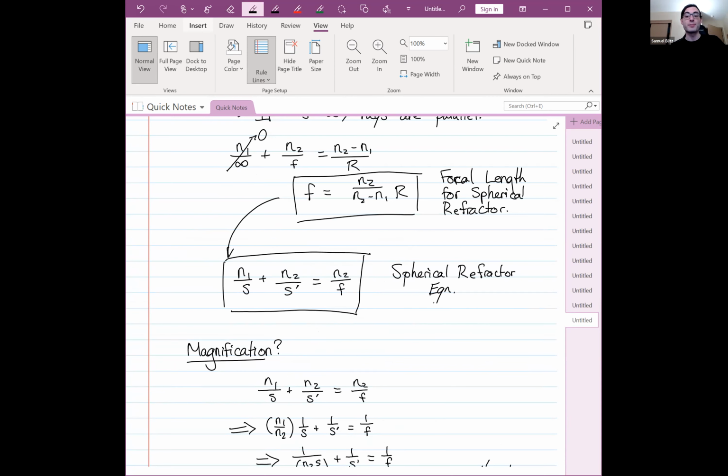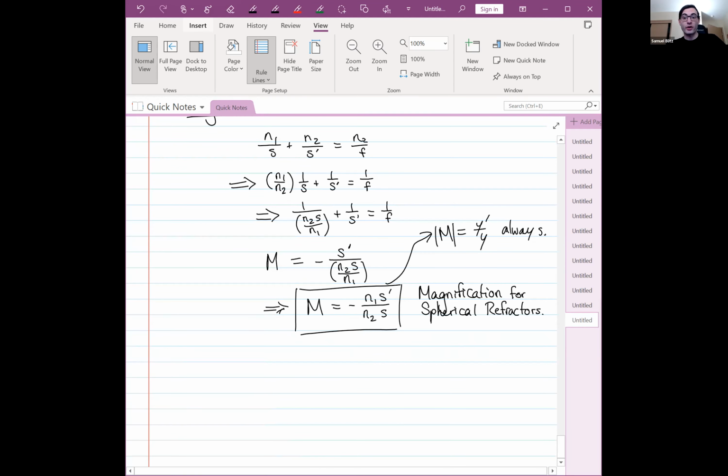And this is all using the same sign conventions that we've already established. And we figured out the magnification. That's all there is to learn. The magnification tells us the size and orientation. The spherical refractor equation tells us the location, and that tells us everything we need to know about an image given an object located somewhere to the left. That's it.